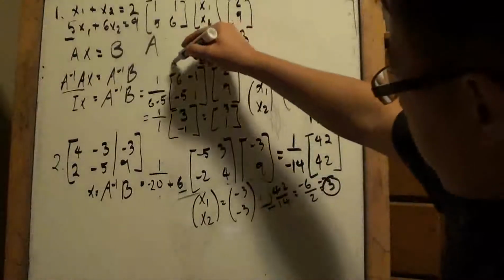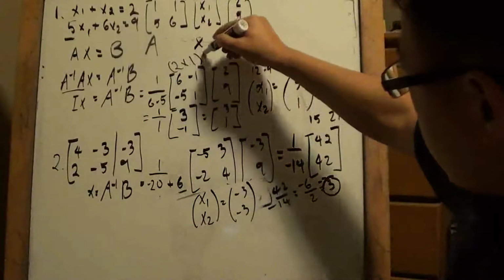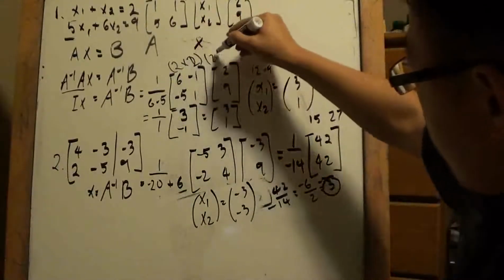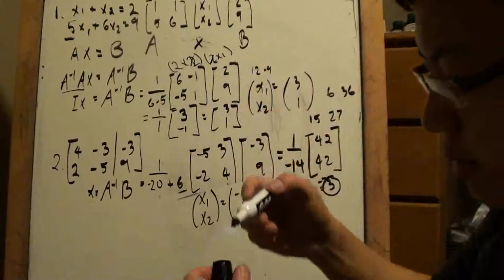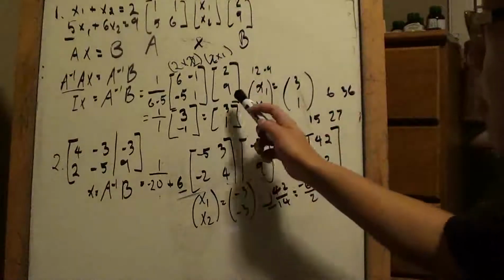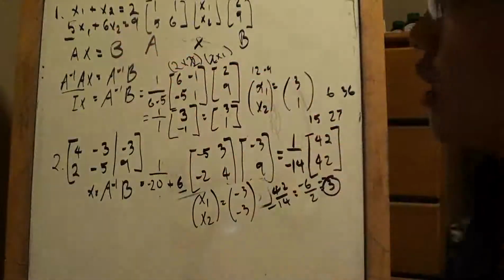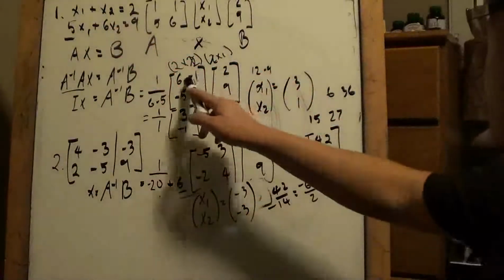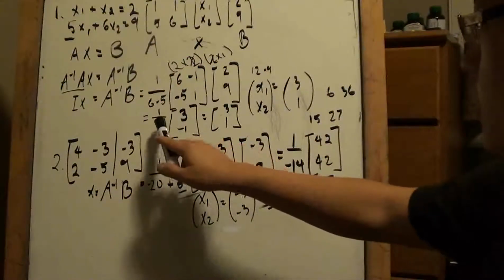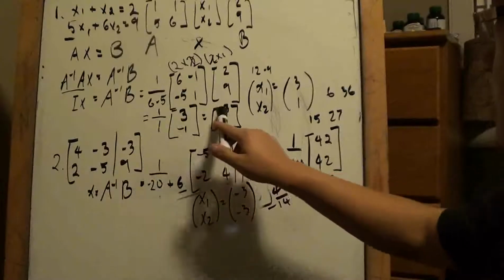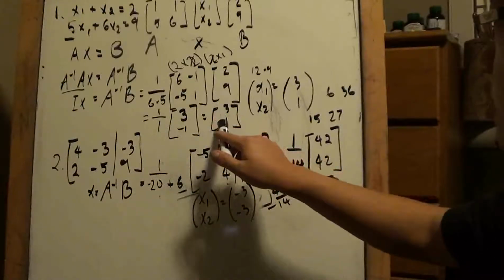Remember, if you have 2 by 1 times 2 by 2 times 2 by 1, the middle cancels out, so it's going to be 2 by 1, which is appropriate because there are two unknown variables. If you multiply it together, you get 3 and negative 1, and then times the constant, which is just 1, so it's 3, 1. So the location is 3 and 1.